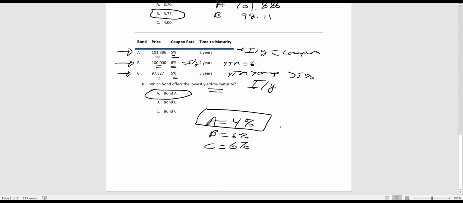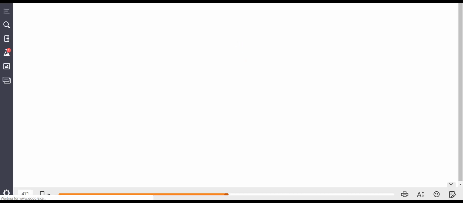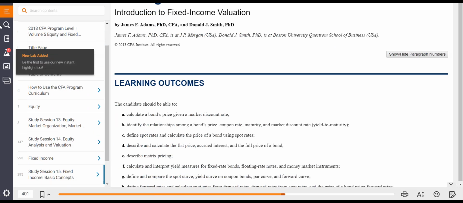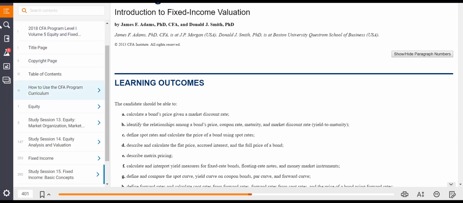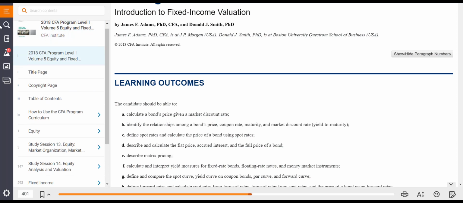Okay, so that was the questions that we did in class after the lesson. I just wanted to show you very quickly where they came from. I took those practice problems from CFA Level I. If I open up the ebook, this is reading 52, Introduction to Fixed Income Valuation, and the learning outcome statement was calculate a bond's price given a market discount rate. Let me bring that open, just 1 second, and I'll show you where that came from.